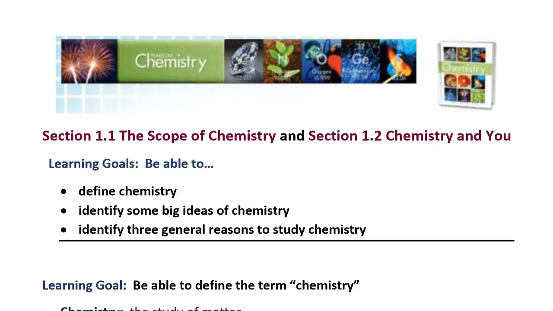This video is for section 1.1, the scope of chemistry, and for section 1.2, chemistry and you, out of our Pearson book. By the end of the lesson, here are the three things you should be able to do. Define chemistry, identify some of the big ideas of chemistry, and identify three general reasons to study chemistry.